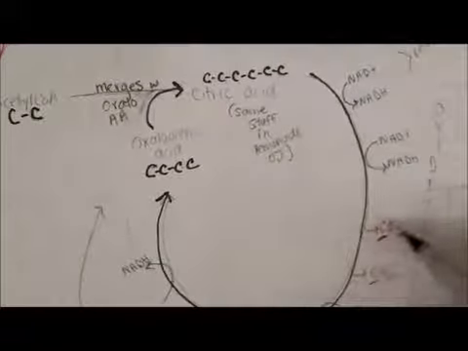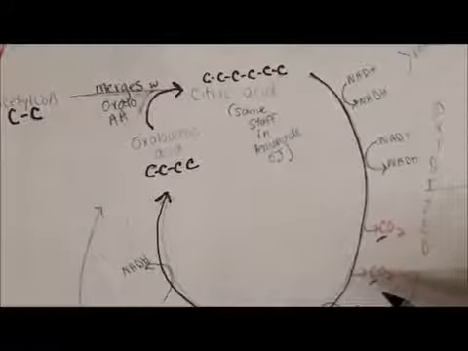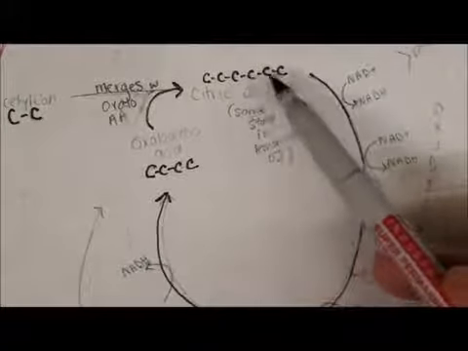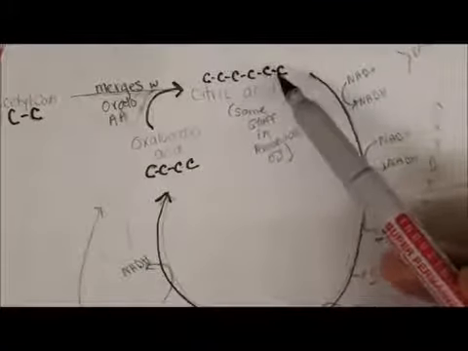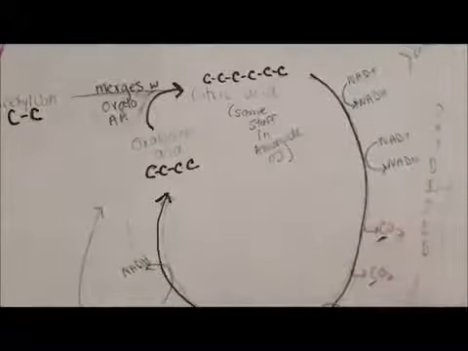We're going to release carbon dioxide along the way, 2 molecules of carbon dioxide. That's what happens with the 2. We had 6 carbons here. We're going to get rid of 1 as carbon dioxide, get rid of another one as carbon dioxide. That's what leaves us with our 4 carbons. Okay.